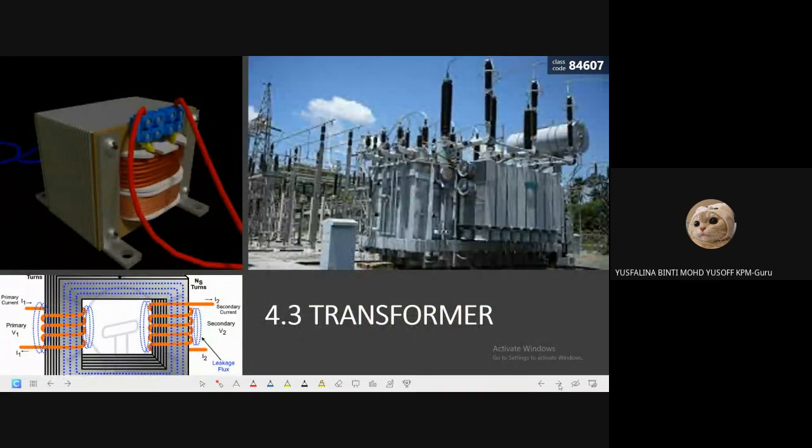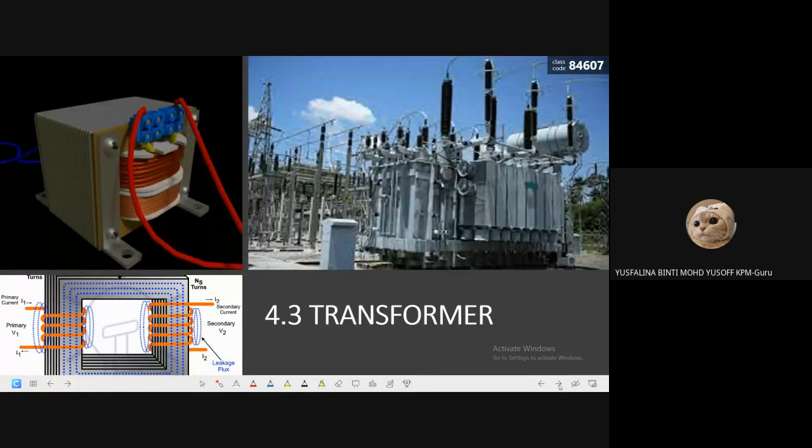So what does the transformer do? I think when you were in Form 3, you already learned about transformers. You learned about step up. I'm not sure, maybe Form 3 or Form 2, I forget, but you already learned, right? So you have two types of transformer, which are step up and step down.